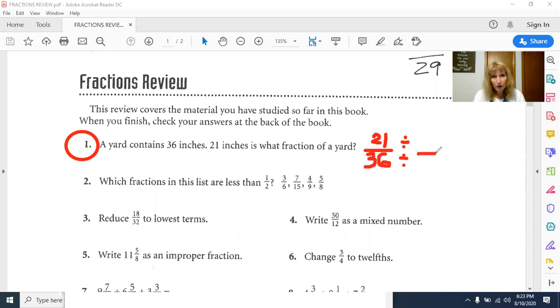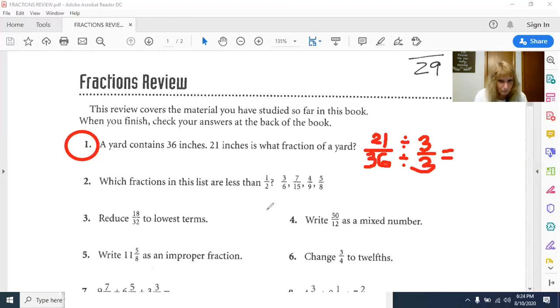So here's a trick. With 3's, if you can add up the digits in the number, and the sum is divisible by 3, then the number itself is divisible by 3. If I add up 2 plus 1, I get 3, and 3 is divisible by 3. So I know that 21 will divide by 3. And 36, if I add up 3 plus 6, I get 9, and I know that 9 is divisible by 3 as well. So I know 36 will also divide by 3. So there, that will be your reducing, and that would be your answer for 1 after you reduce that.